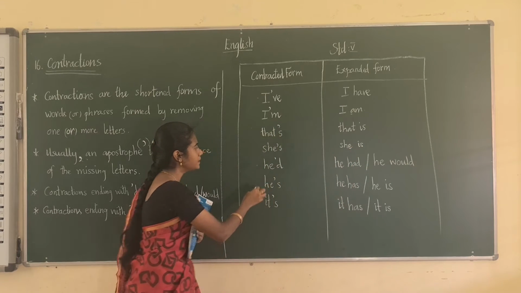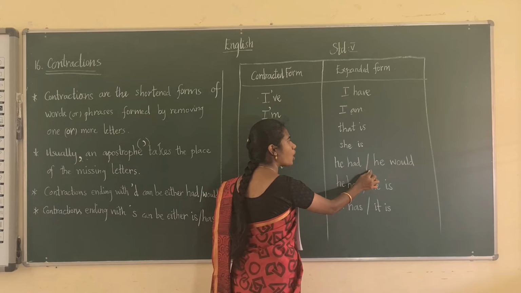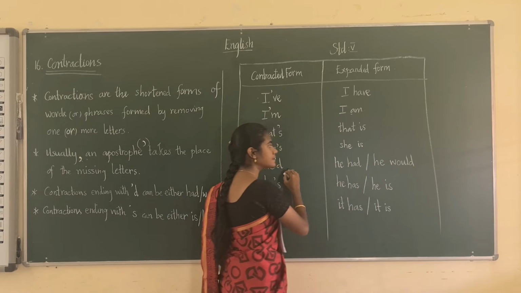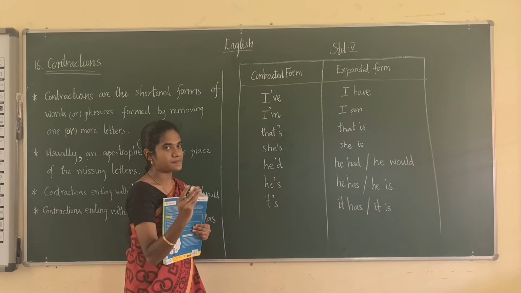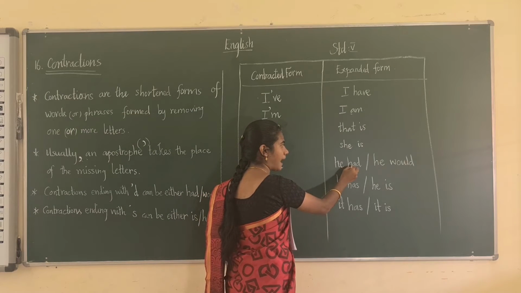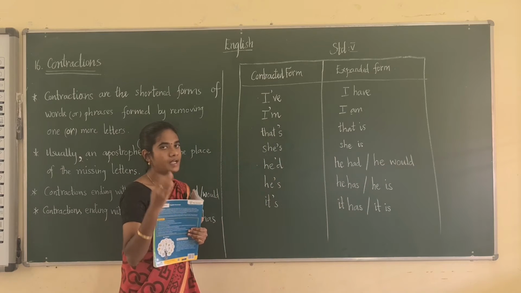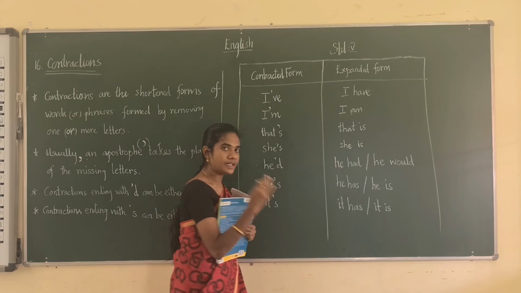See the next example, he'd. The expanded form is he had or he would. So this contraction has two expanded forms. We can say he had or he would, and we can use either according to the sentence. It depends upon the sentence.